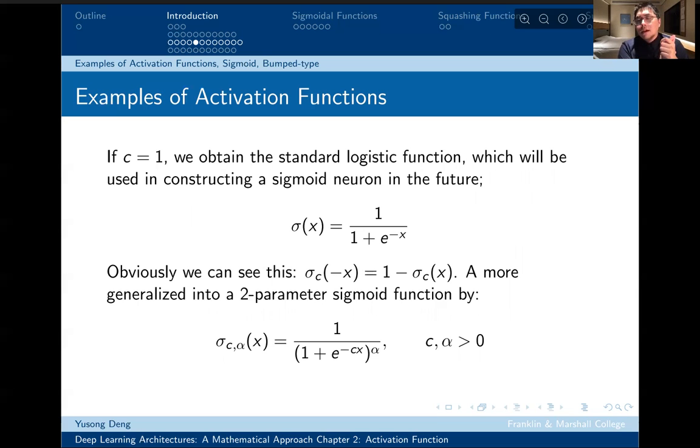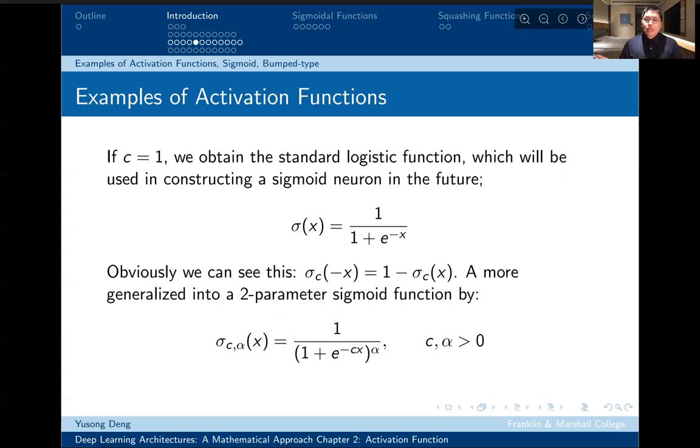And if c equals 1, for the derivative, we will talk about it later as we found something more fancy, right? If c equals 1, we obtain the standard logistic function, which we will use in the future to construct a sigmoid neuron. That is sigma x equals 1 over 1 plus e to the negative x, which is the most famous thing, as famous as ReLU these days in the deep learning field.